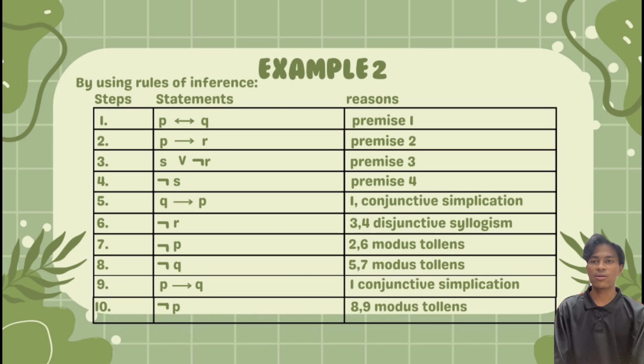For step 9, we use conjunctive simplification again on the first step, and we will get P then Q. And lastly, we get the conclusion: we use modus tollens on steps 8 and 9, and we will get not P. And the conclusion is Abu is not jogging.